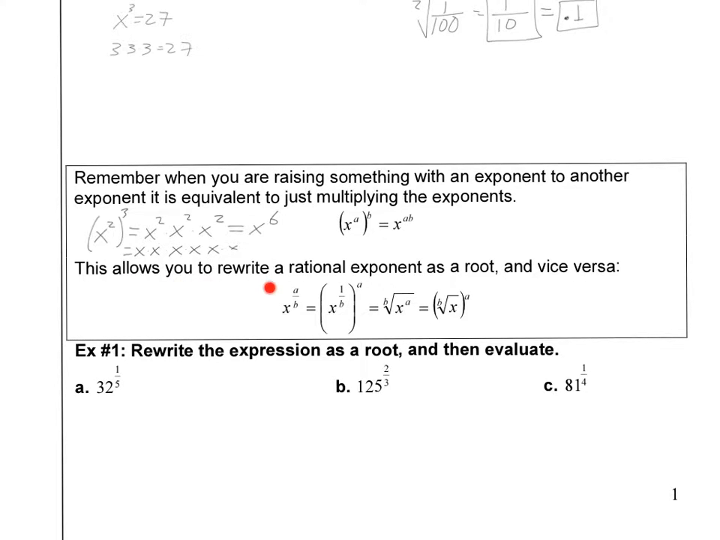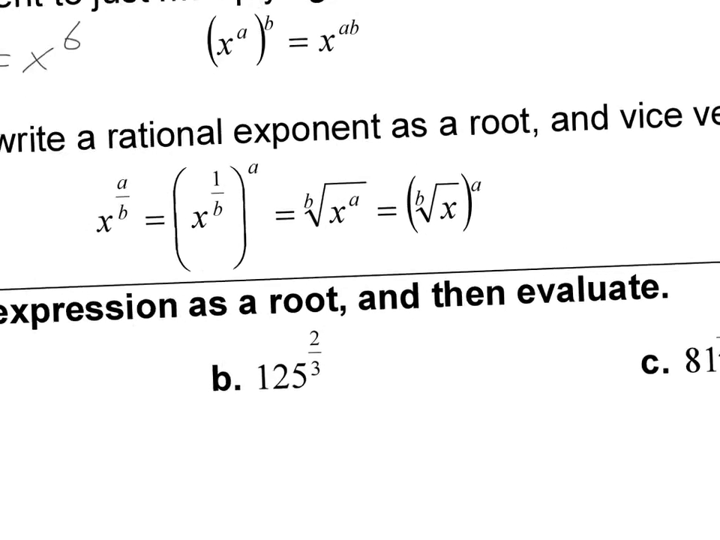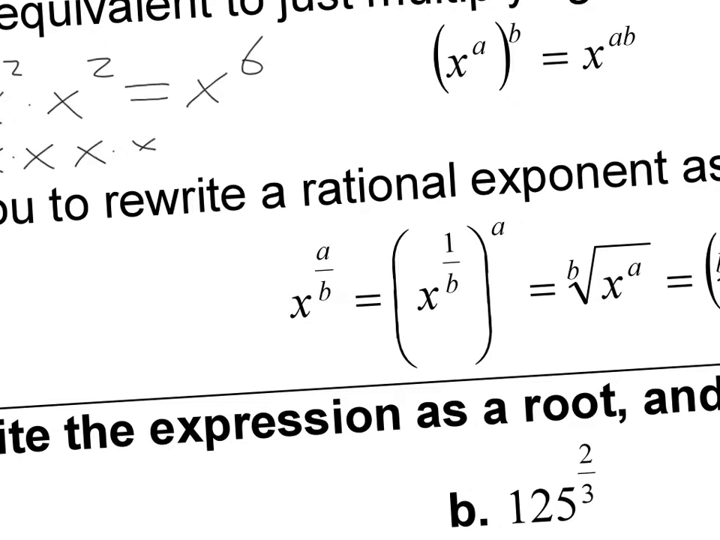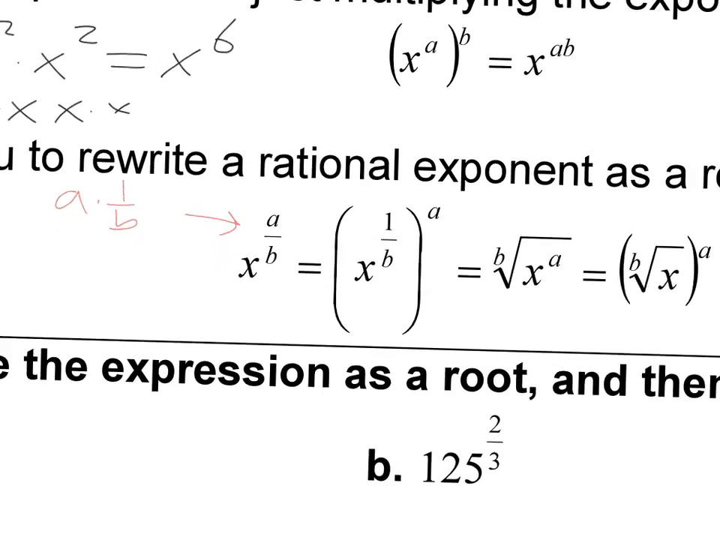Well, that's review, but now this is going to allow us to do something else that's kind of important here. This allows you to rewrite rational exponents. So rational exponents, that's when we have a fraction in the exponent, as a root and vice versa. So let me show you what I mean. Let's say we had some number to a fractional exponent. Well, since we already know that if you have an exponent to an exponent, that's the same as multiplying, we could do the same thing in reverse. If we already have 2 numbers that are technically being multiplied together, you should see this is actually a divided by b is the same thing as a times 1 over b. That means you kind of separate it like this.